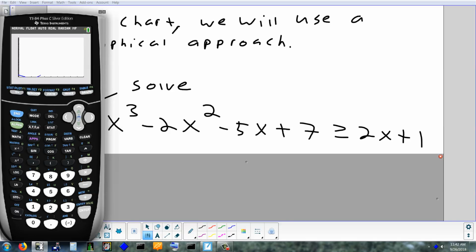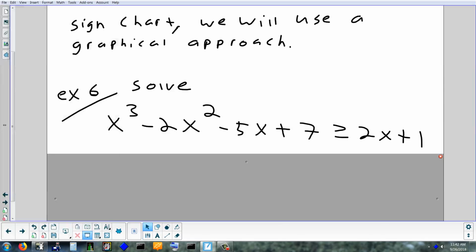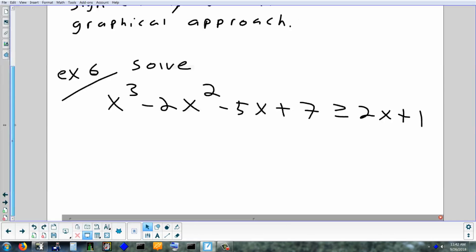Let's change the window. So there's my graph in blue. I want to know where that is greater than or equal to the graph in red. Now you'd have to find all the intersection points. Any questions on how to do the 3 intersections? No? Okay. So I'm going to assume that we can handle that part.